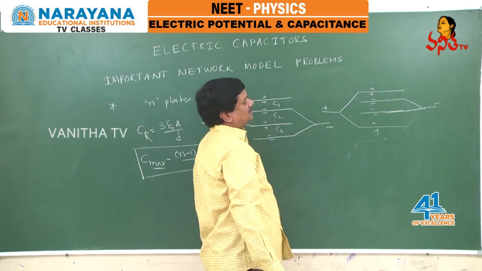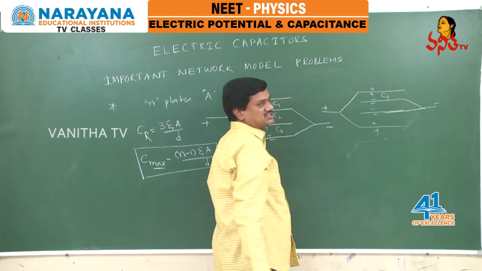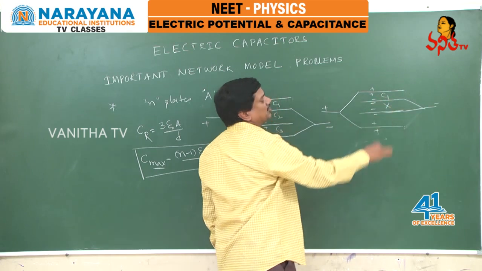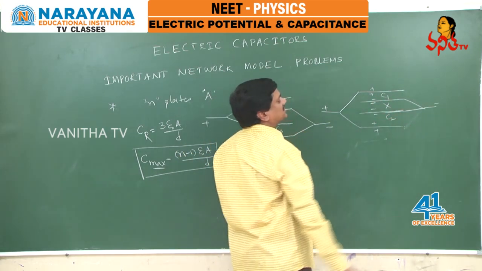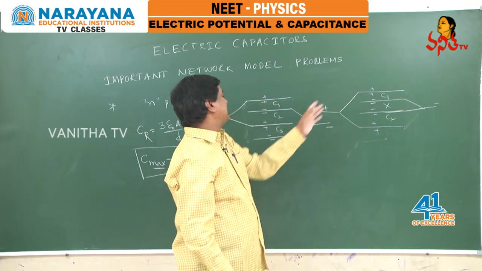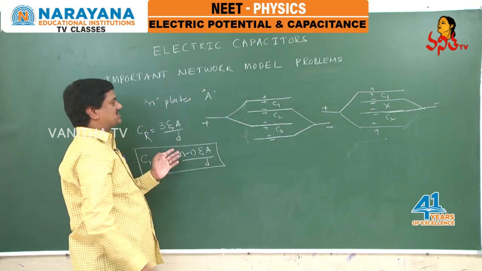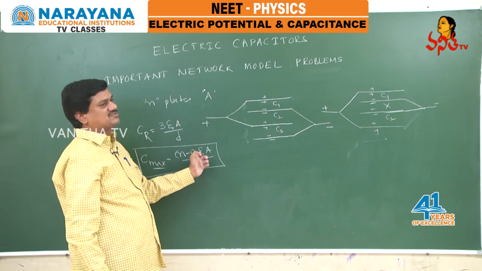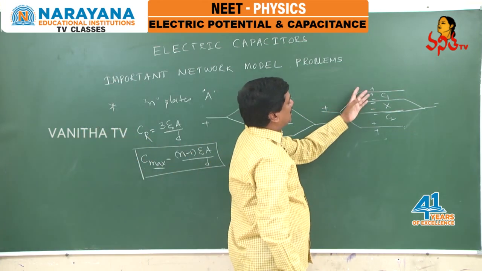Once again I am telling, the combination of positive and negative plates is a capacitor. Definitely it is a capacitor. But this cannot be a capacitor. Why? Because two negative plates are connected. So it cannot be a capacitor. But this I can treat as a capacitor. So if four plates are used, how many capacitors? It is not necessary that I always get three capacitors. If n plates are used, the maximum possible capacitance is n minus 1 epsilon naught A by D. But it need not be the same every time.